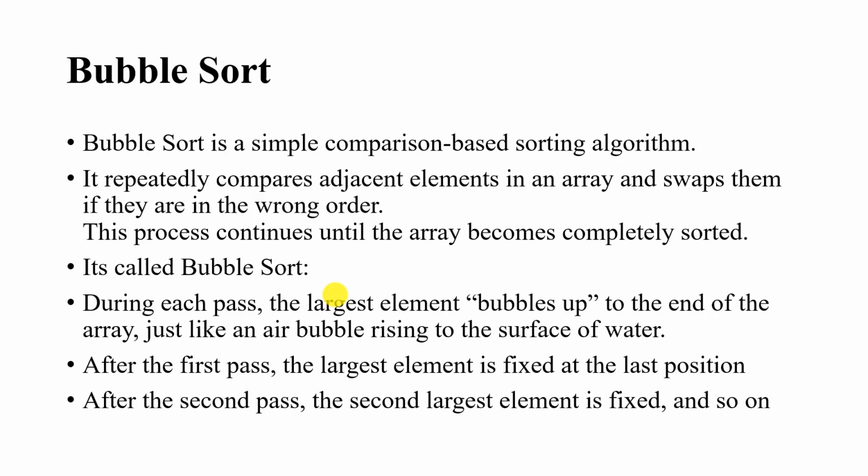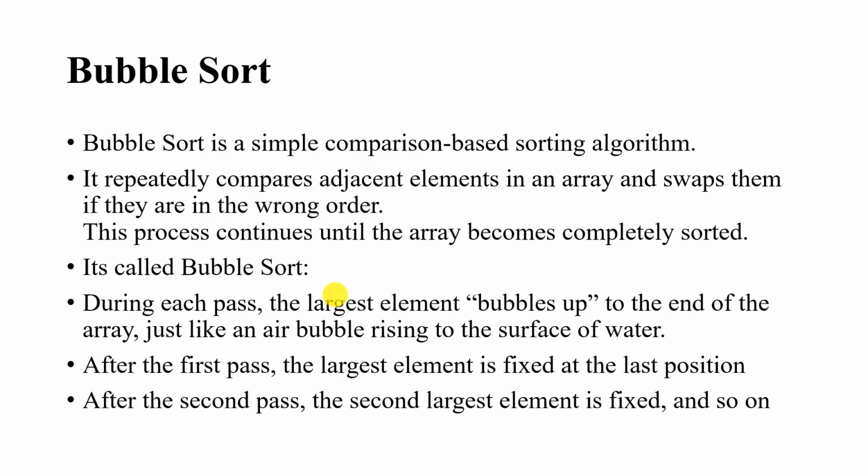Why is it called bubble sort? During each pass, what do you mean by pass? The scan from left to right of the array. In each pass, each scan, the largest element bubbles up. That means the largest element of the array will be fixed at the end of the array. It is like an air bubble rising to the surface of water. When you throw a stone at a pond or canal, air bubbles will be rising to the surface, right? It is also like that only.